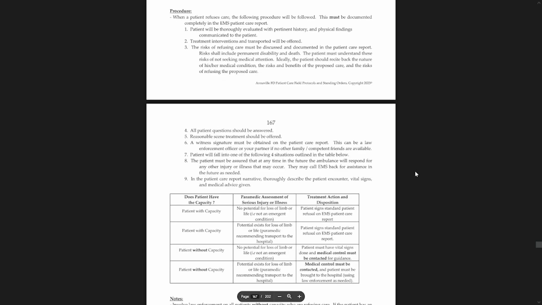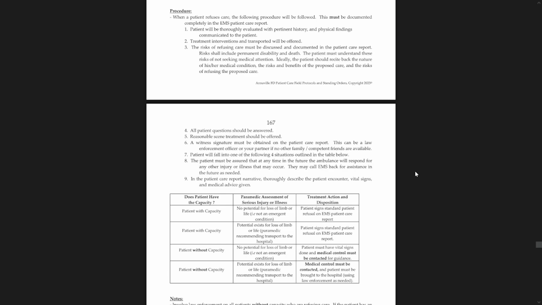Establish and document competency to refuse care on the EMS patient care report. Enlist the help of family members and friends in changing the patient's mind if necessary. Look for and negotiate alternatives if needed. So, the procedure is, when a patient refuses care, the following procedure will be followed. This must be documented in the patient EMS care report.